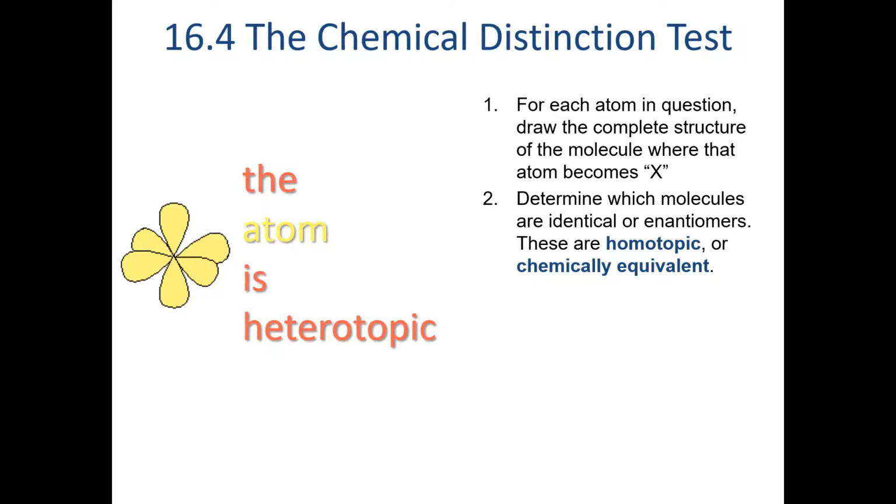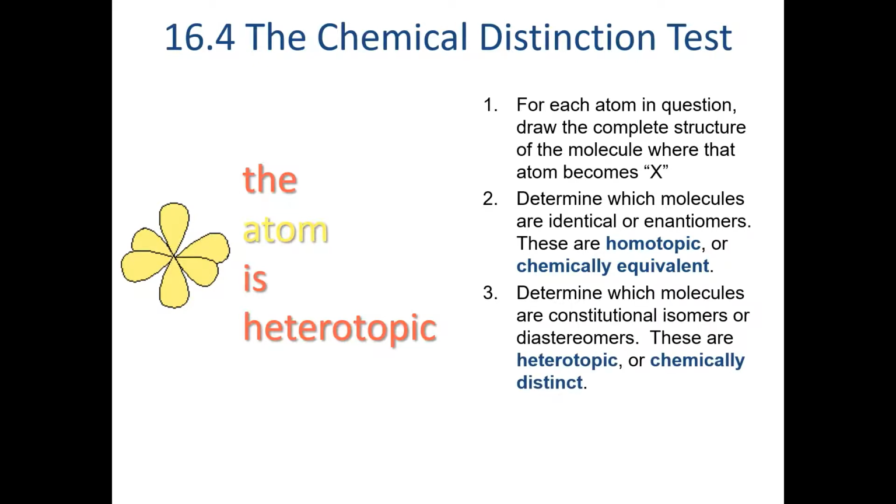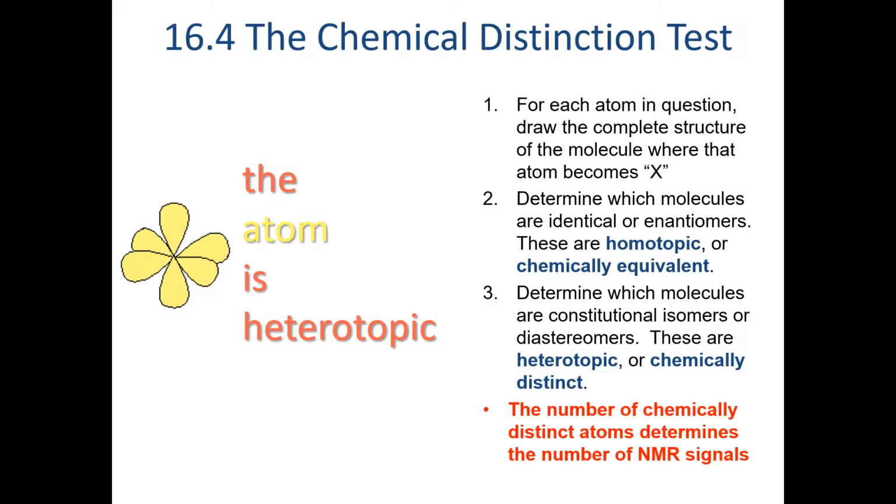If the X being at different locations gives us the same name or the same molecule, we know that it's actually the same as all the other hydrogens that we're trying to replace. After we've determined which ones are homotopic, we also try to figure out which ones are constitutional isomers. They give us different names, and these are heterotopic. These are chemically distinct. So if we have different names for the molecules, those count as separate signals. The number of chemically distinct atoms is always going to determine the number of NMR signals. It's the same thing that we said last time. So we're always looking for how many things are different.